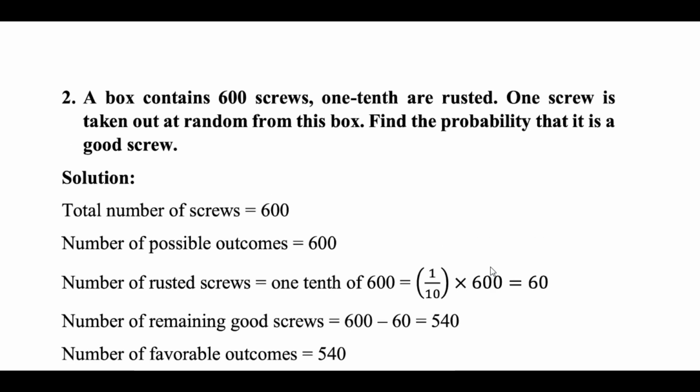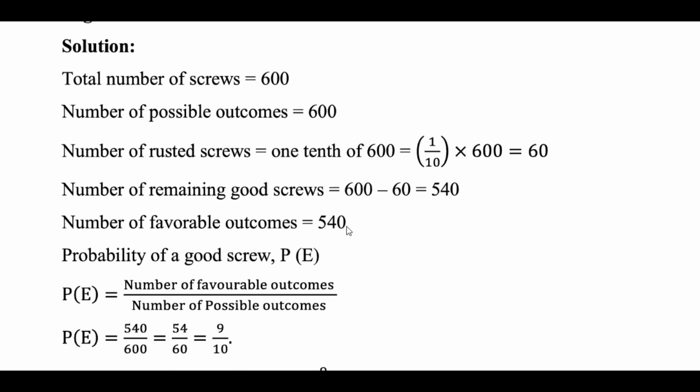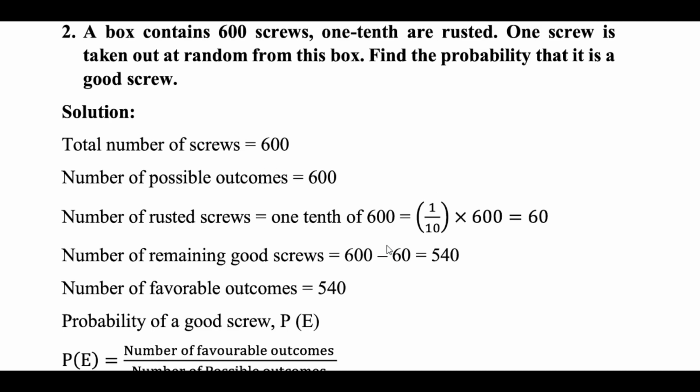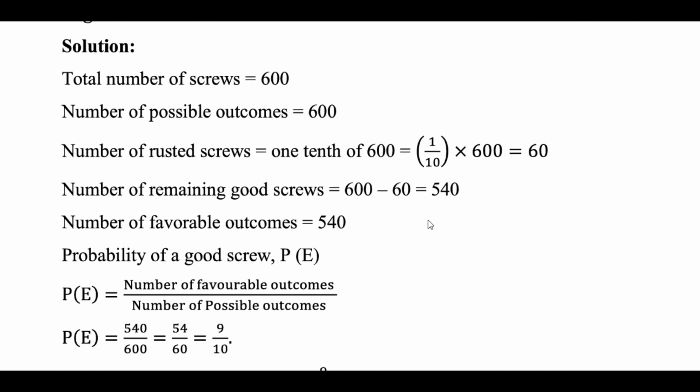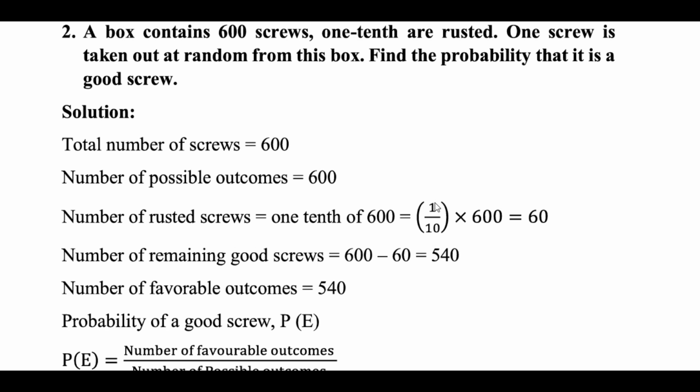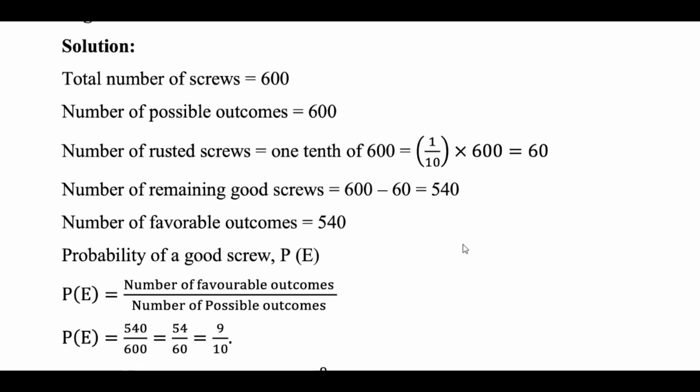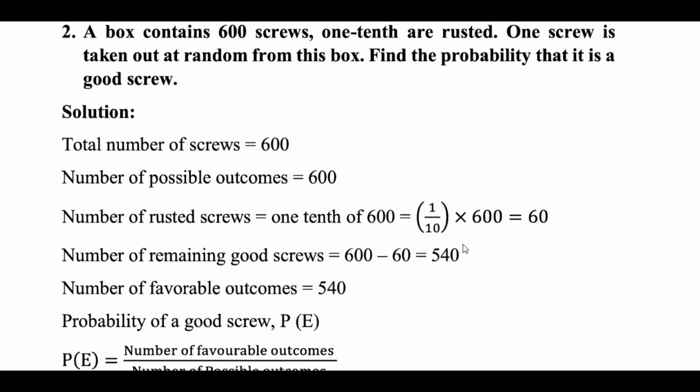So whenever anybody takes out one screw out of the good ones, it is 540C1, and in the denominator part, that is the number of possible outcomes, it will be 600C1. If you are a class 10 student and you don't have the knowledge of permutation or combination, better proceed in that way.